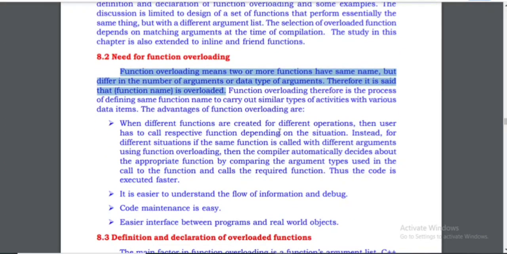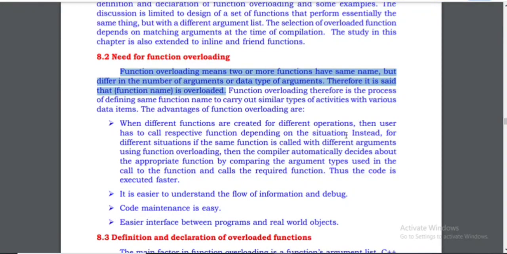When different functions are created for different operations, then the user has to call the respective function depending on the situation. So in one program, we can create many functions in order to perform different operations. For example, I may create sum, difference, multiplication and division. Sum is related to summation of any numbers, difference is related to subtraction of any numbers, multiplication and division like that. So we use functions to solve our activities or problems easily.